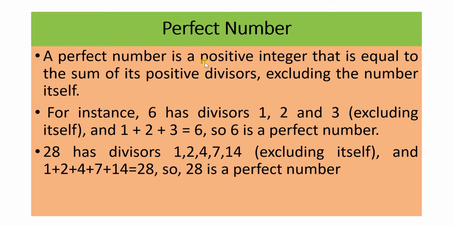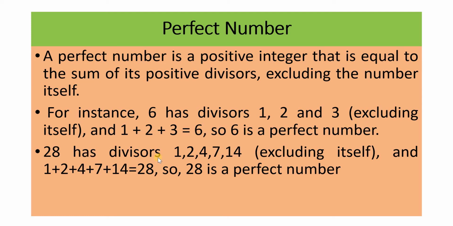A perfect number is a positive integer that is equal to the sum of its positive divisors, excluding the number itself. For example, 6 has divisors 1, 2, and 3, that is excluding itself. And if we add 1, 2, and 3 together, we get 6. So 6 is a perfect number.